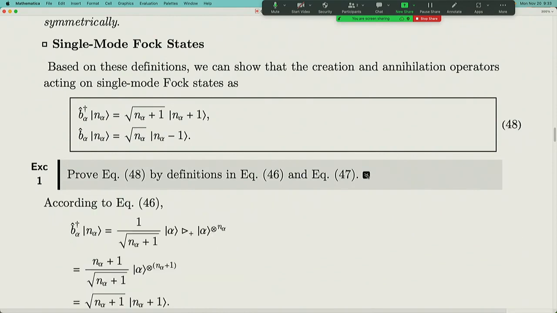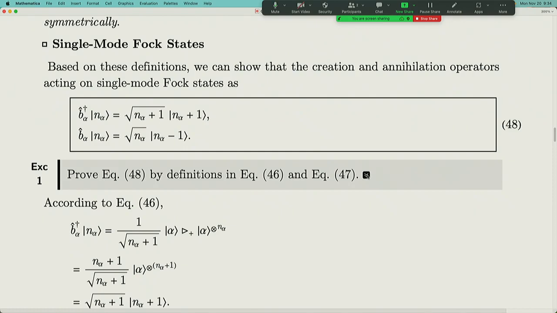Yeah, so now let me talk about a very specific example. Based on this definition, we can show how the creation and annihilation operators act on a single-mode Fock state. What does that mean? We know that the Fock state is labeled by the sequence of occupation numbers. But let's consider a single-mode Fock state, which means in the whole system, there's only one possible single particle state, which may be just labeled by alpha. There's only one state that can be occupied.